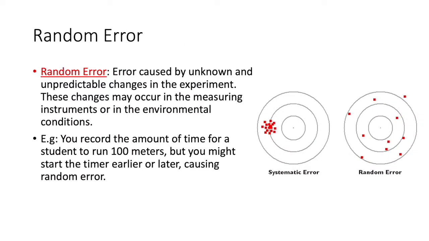The second type is random error. Random error is error caused by unknown and unpredictable changes in the experiment, and this change may occur in the measuring instrument or in the environmental conditions. For example, if you want to record the amount of time for a student to run 100 meters, you might start the timer a little bit earlier or a little bit later, and this causes some inaccuracy in the result. This is a random error because it's human error.